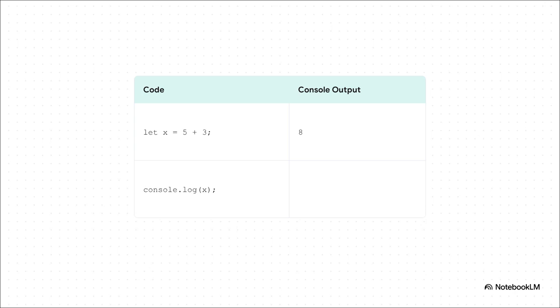Now what happens when we ask the console for x? See, this is interesting. It doesn't just show us 5 + 3. No, it does the work first and gives us the final answer, 8. So simple, but that's a really powerful concept.